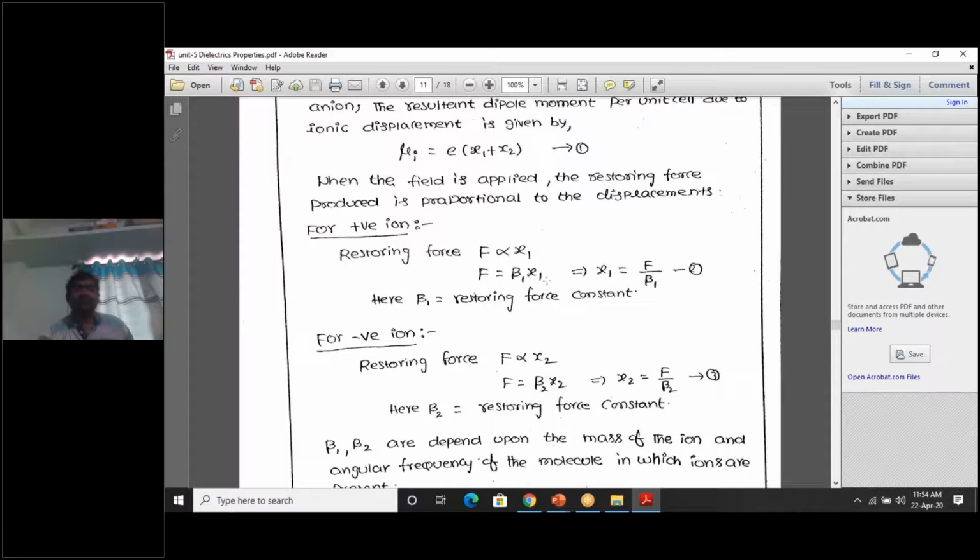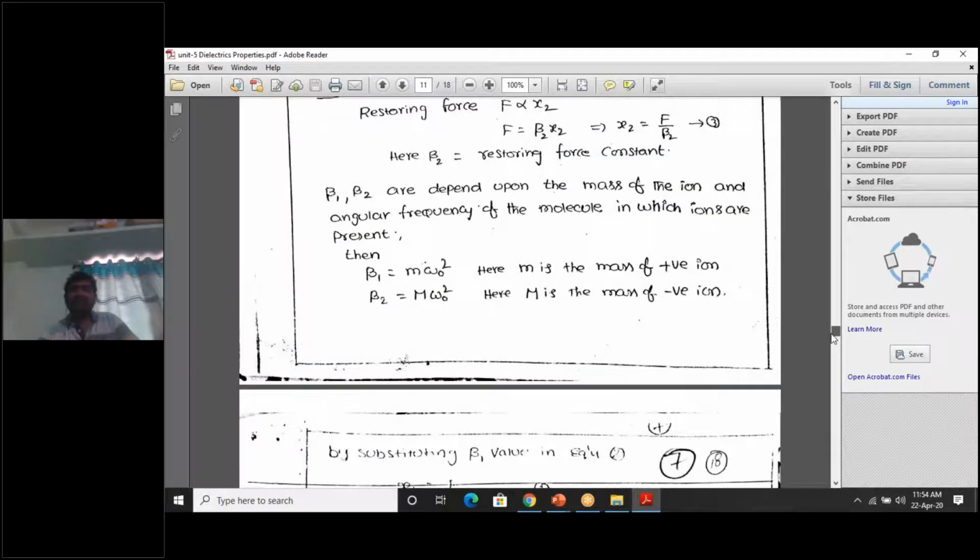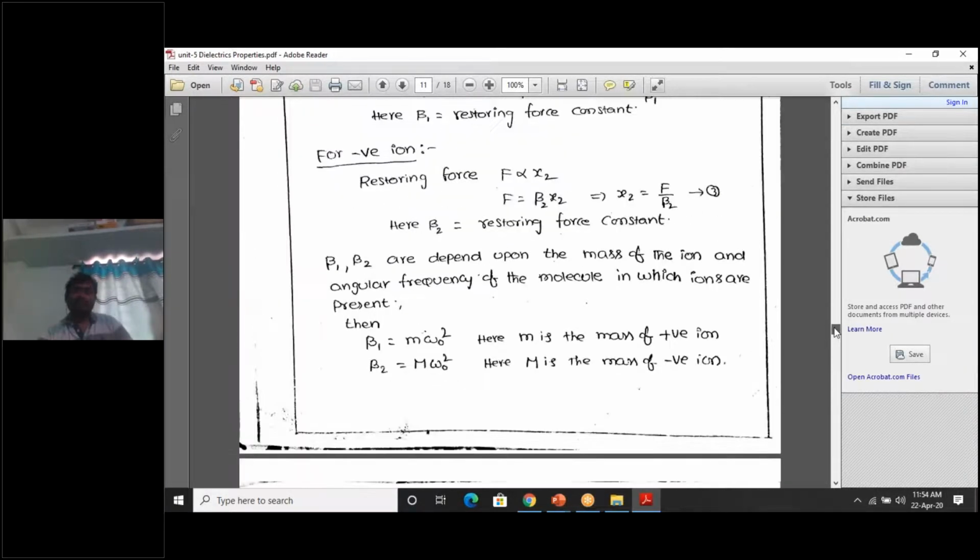From this, what is the value of x1? F by beta 1. From this expression, what is the value of x2? F by beta 2. So we got the x1 and x2 values. So here, what is beta 1 and what is beta 2?